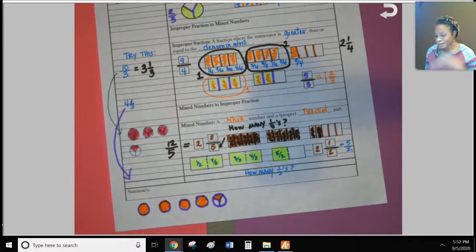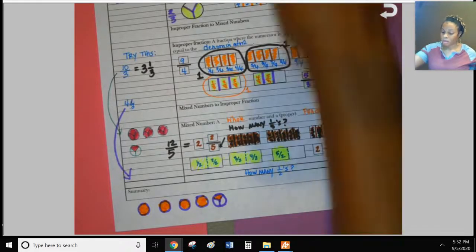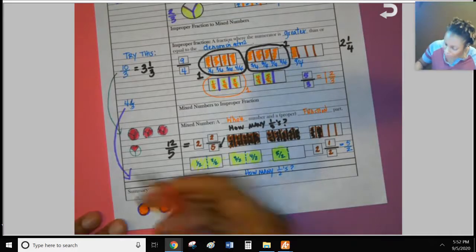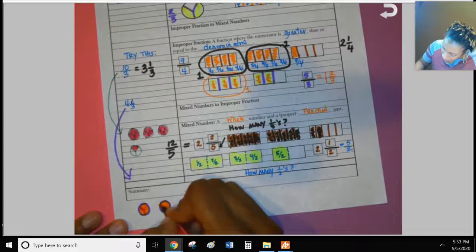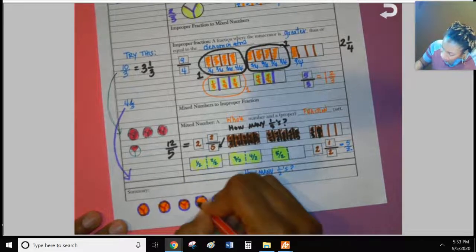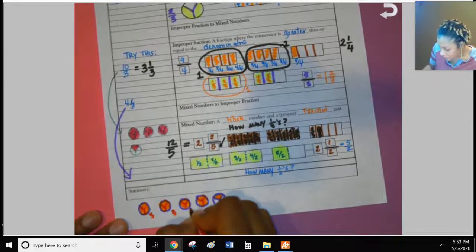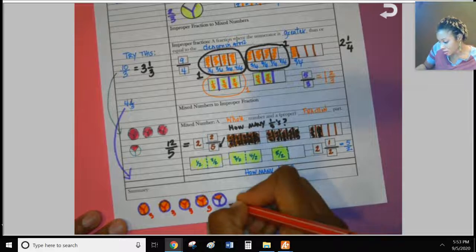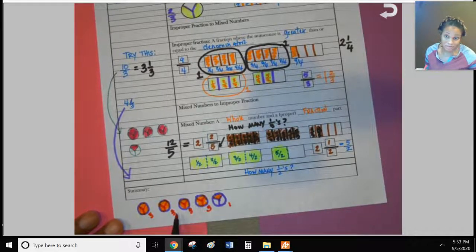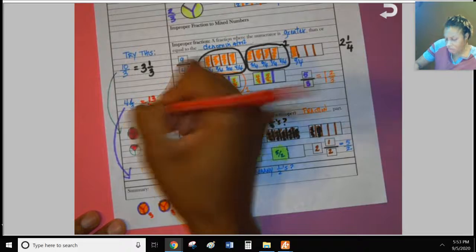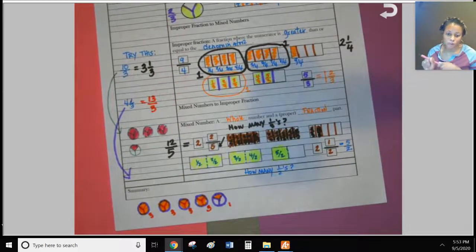So our question now is, how many thirds are there in 4 1/3? So again, you could go in and draw your thirds, and you can write on your model and count it up. But I know this is 3/3, and this is 3/3, and this is 3/3, and this is 3/3, and that's going to be 1. So 3 plus 3 is 6, 7, 8, 9, 10, 11, 12, 13 thirds. There are going to be 13 thirds in 4 1/3.